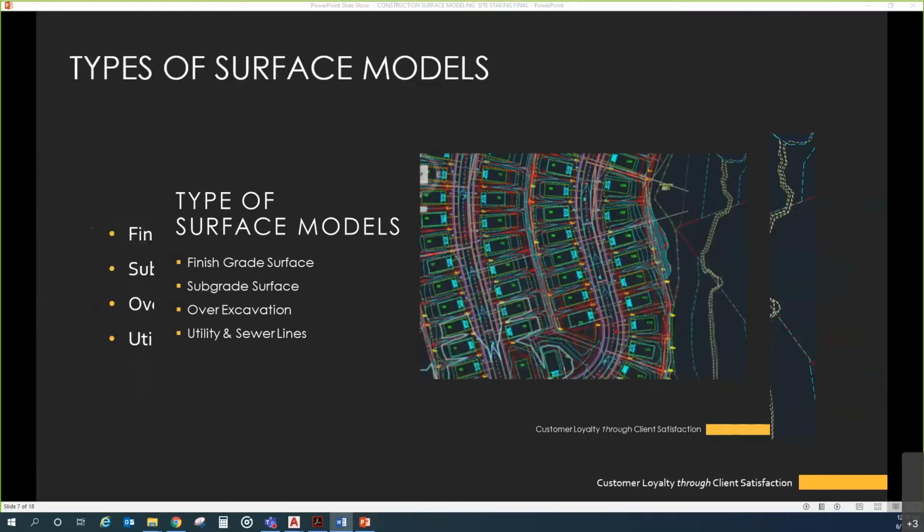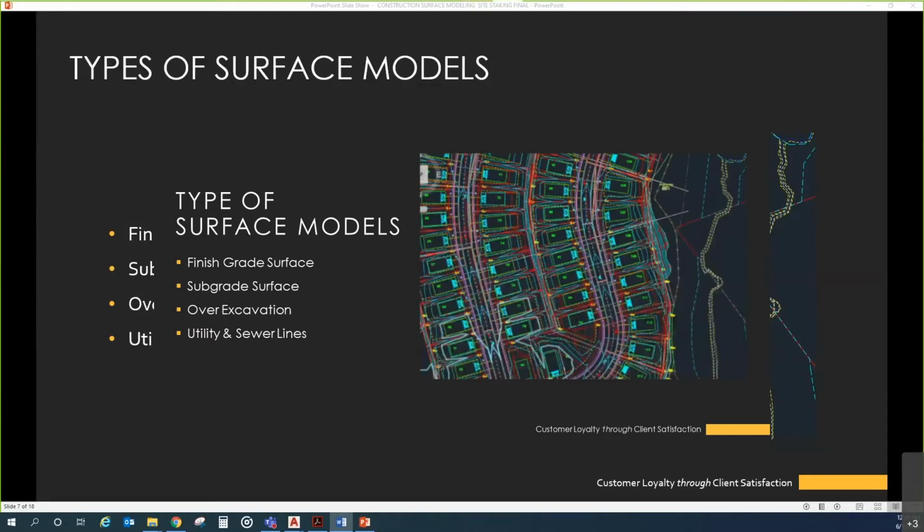Types of surface models would be finished grade surface. This is the most common. As a matter of fact, when I prepare anything, I always start with a finished grade surface. Then you can extract out the subgrade surface. This is sometimes used for excavation, but mostly used for volume calculations.